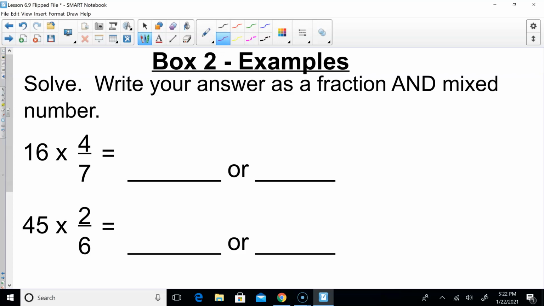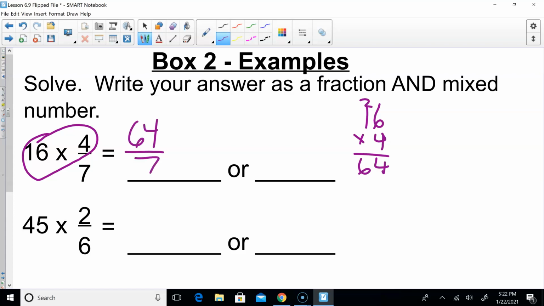So here we go with this one. Fractions. So we take the number of wholes that I have times the number of pieces in each whole will be that one. So 16 times 4. 16 times 4. Let's see, that'd be a 4 there. Carry the 2. 4 times 1 is 4 plus 2 is 6. So I would have 64 sevenths. That'd be my fraction greater than 1.